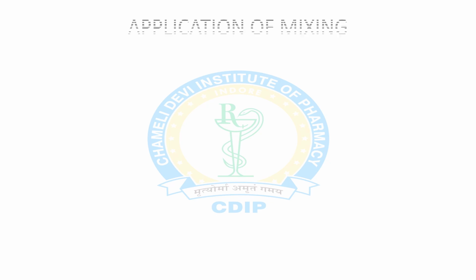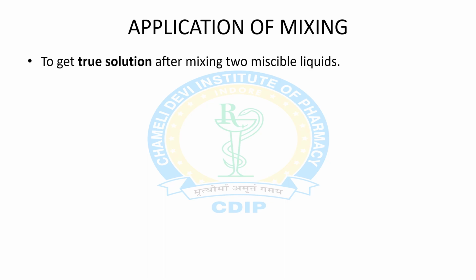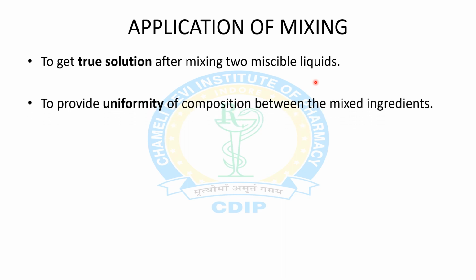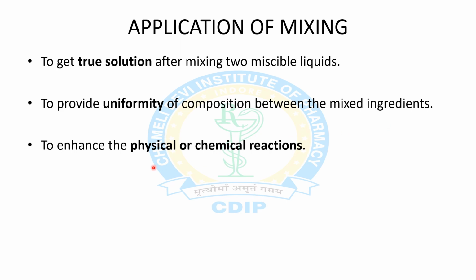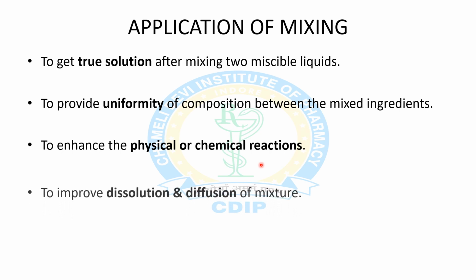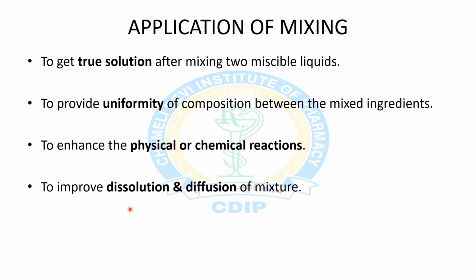Now let's see the application of mixing. First is to get a true solution after mixing two miscible liquids. So when we mix two miscible liquids, it should give a true solution. Then the second application is that it will give uniformity of composition between the mixed ingredients. It will enhance the physical or chemical reactions to improve dissolution and diffusion of the mixture.